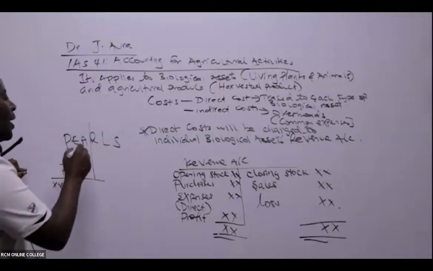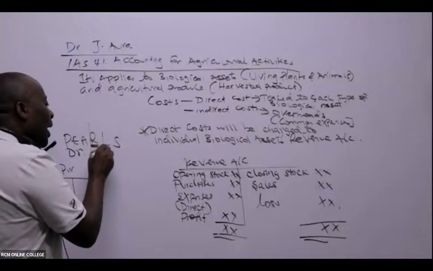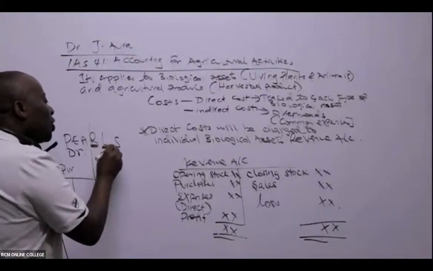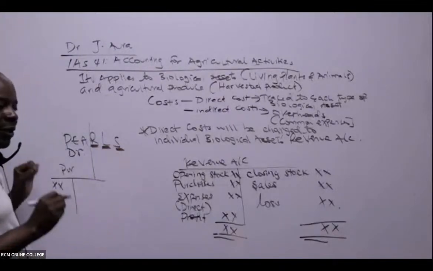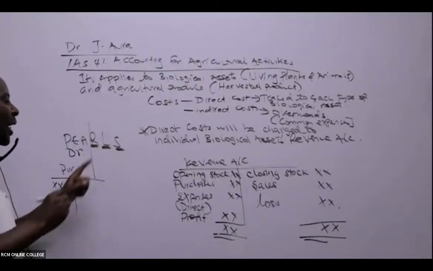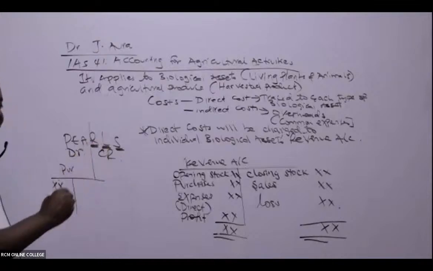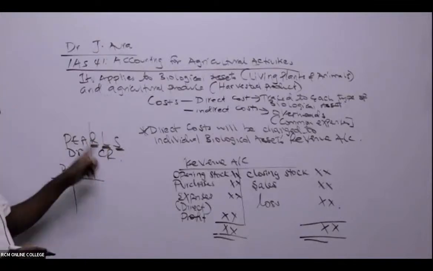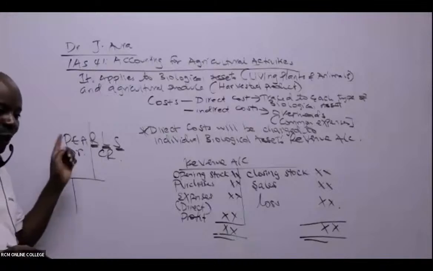And then we have revenue, liabilities, and share capital. Please write this. Revenue, liabilities, and share capital. What do we do? We credit. Revenue, liabilities, and share capital, we credit.